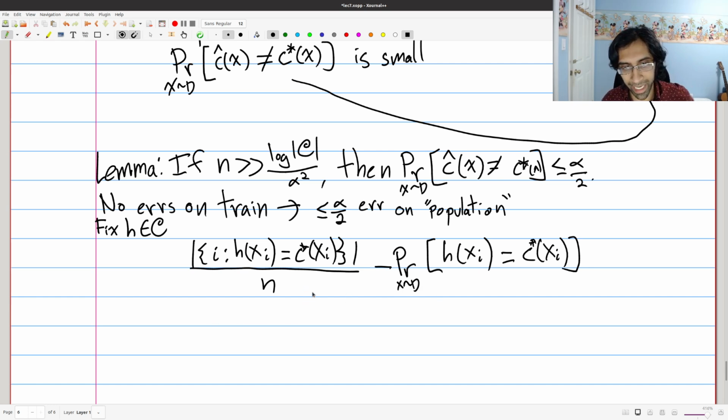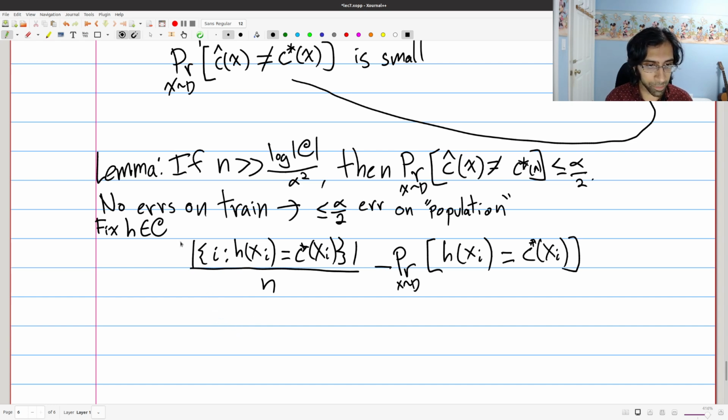So the neat thing is that these are the same. The expectation of this random variable is going to be equal to this. This is not too hard to see because it's just a sum of random variables, each with expectation equal to this, and then you normalize it. So the expectation of this random variable is equal to this quantity over here on the right.